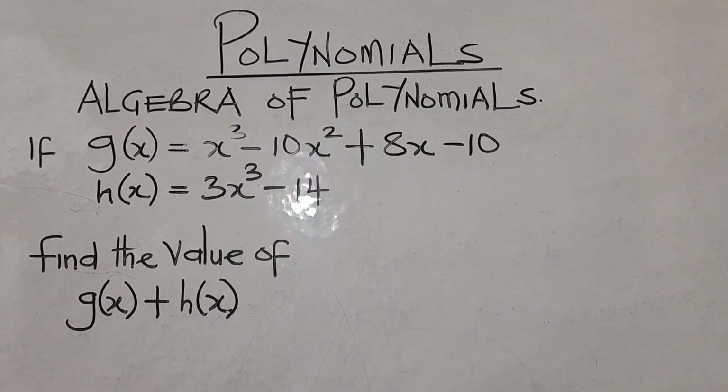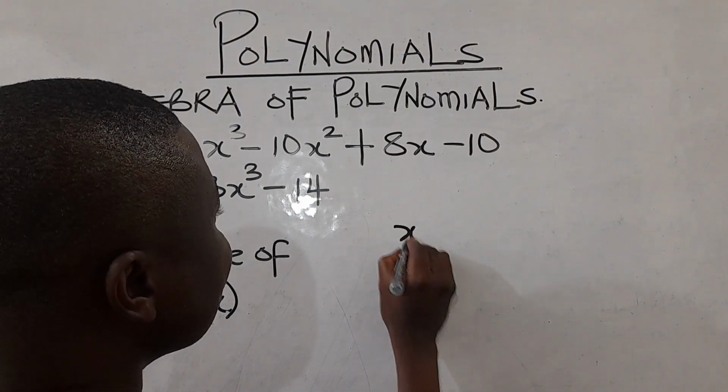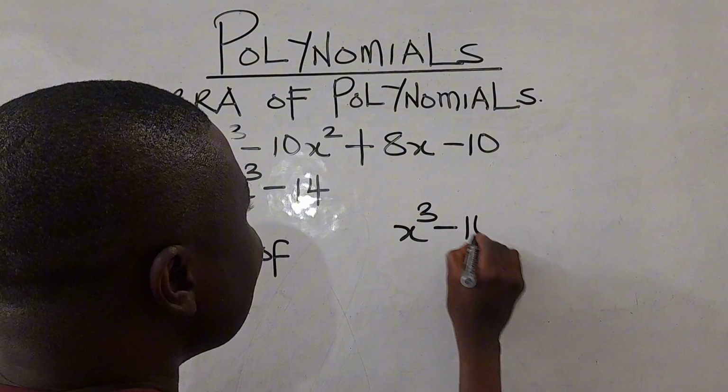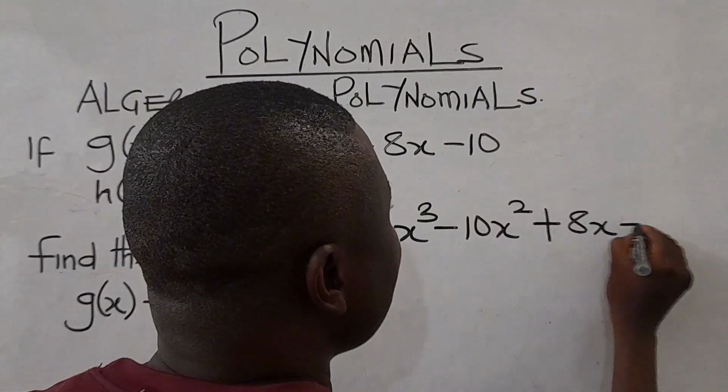Now let's take a look at this. If g of x is equal to x cubed minus 10x squared plus 8x minus 10, and you have h of x being 3x cubed minus 14, find the value of g of x plus h of x. Let's write out our solution. We have g of x is x cubed minus 10x squared plus 8x minus 10.